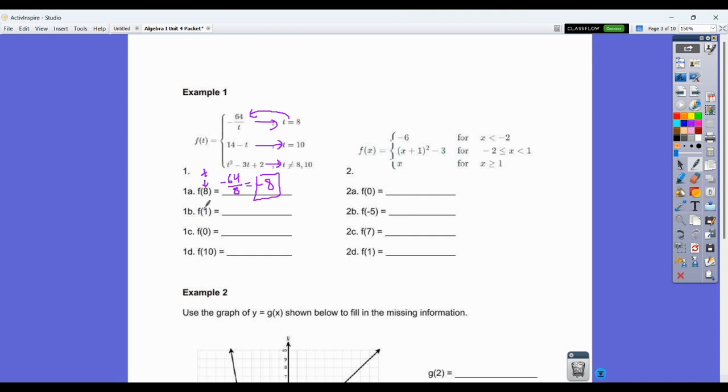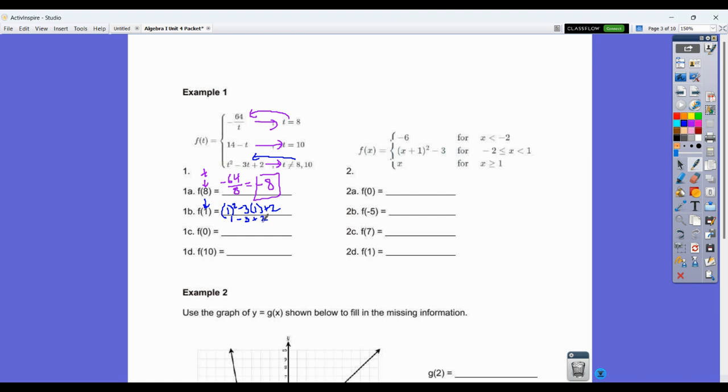So your next one, f of 1. Again, you're going to look for that t value first. So if I come over here, it's not 8. 1 is not 10. So 1 is just where t is not 8 or 10. And so this is where I'm going to look here. I'm going to come back to this and plug it in. So I put the t value in. So it's going to be the quantity of 1 squared minus 3 times 1 plus 2. If I do my order of operations, 1 squared is 1, minus 3 times 1 is 3, plus 2.